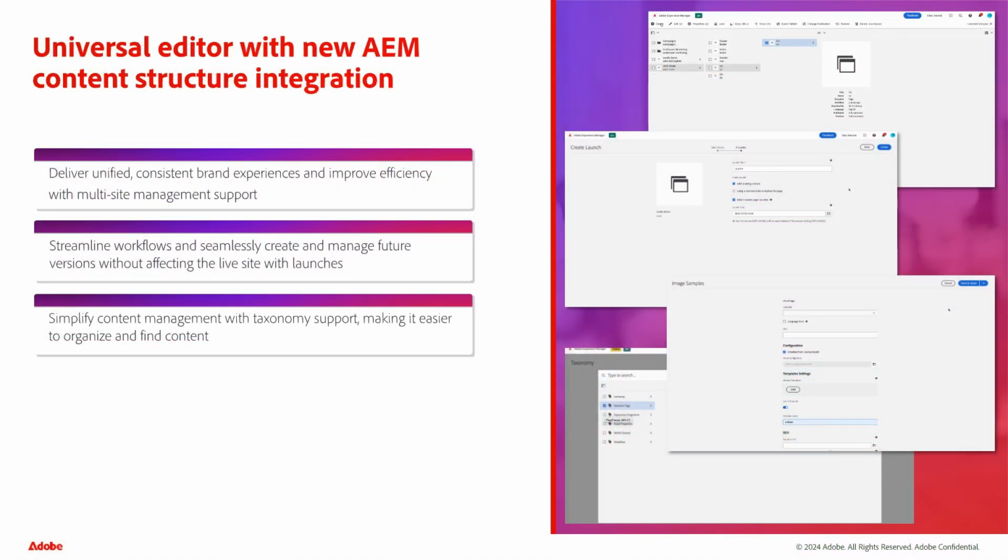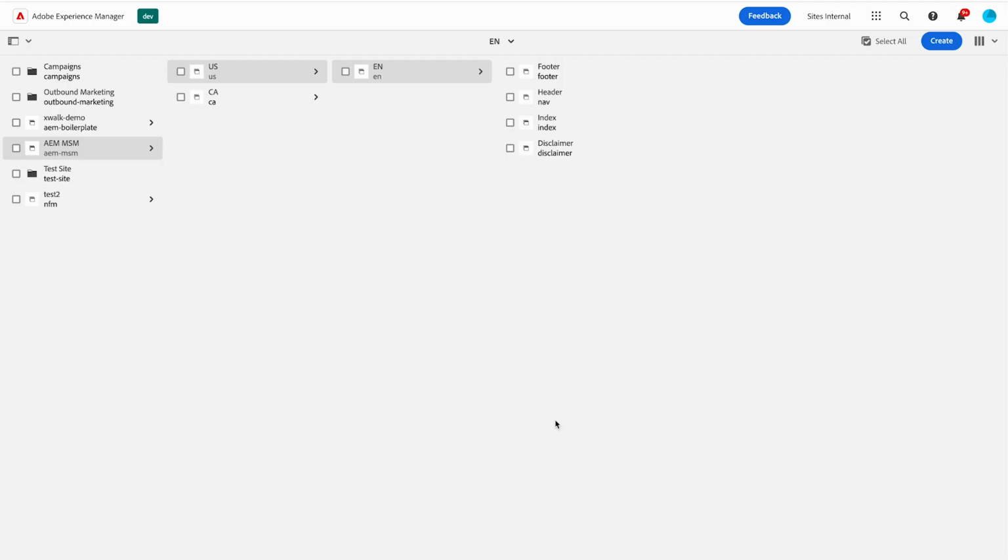To accelerate content creation, the Universal Editor has been enhanced to support valuable AEM features such as multi-site management, launches, and taxonomy. Let's see multi-site management in action. Live Copy or Multi-Site Manager is a great feature in AEM that enables you to use the same site content in multiple locations while allowing for variations.